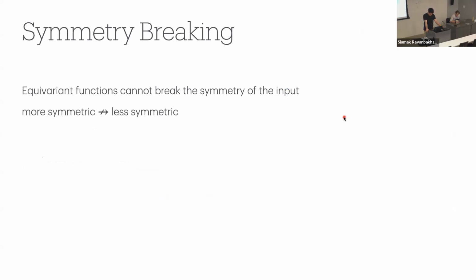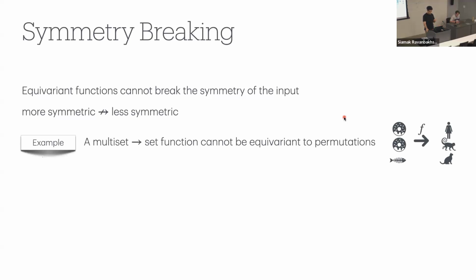We know that equivariant functions cannot break the symmetry. This is a problem. It means that if you have an equivariant network, you cannot map a more symmetric input to a less symmetric input. Okay, so why is this a problem?